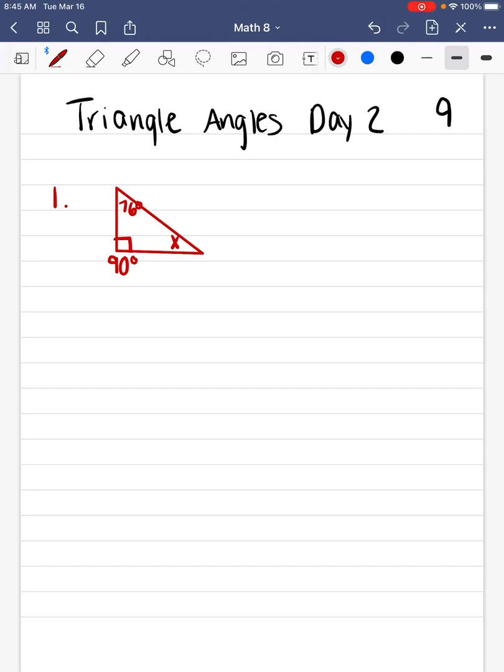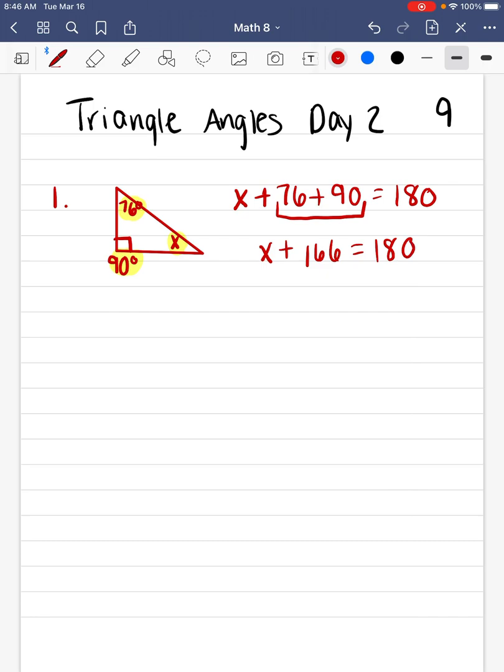So in our equation, we should be adding up x from this angle, 76 and 90. And those should all be set equal to 180 degrees because all 3 angles in a triangle add up to 180 degrees. Then the next thing we need to do is solve the equation. So we want to add these 2 numbers together because we need to combine our like terms. And 76 plus 90 equals 166, bringing down our equal sign in 180.